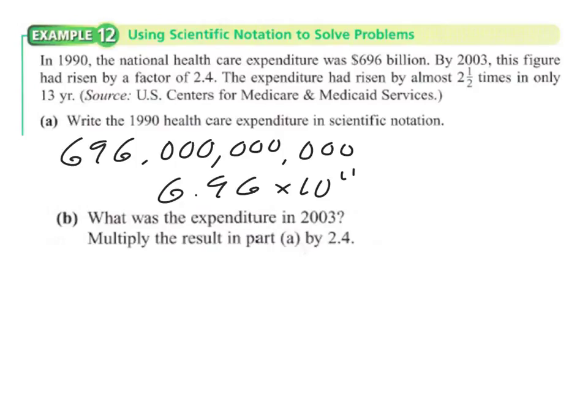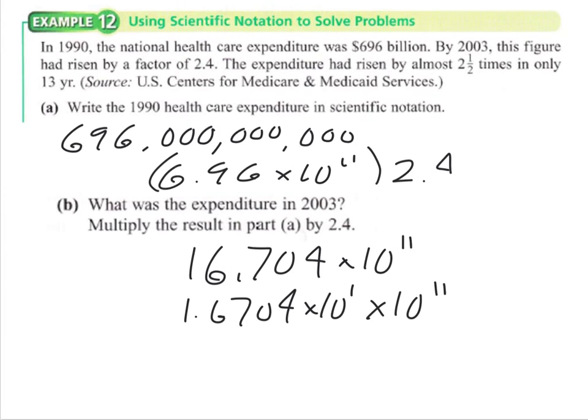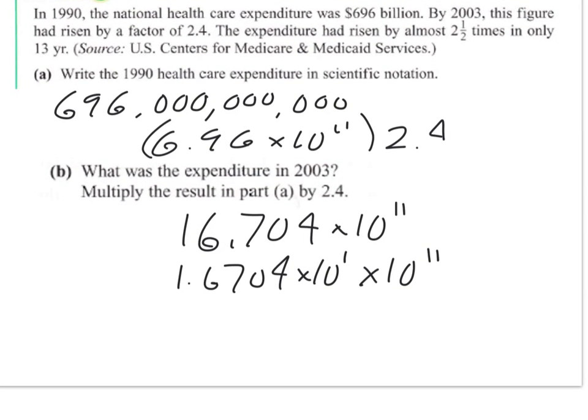Now multiplying that by 2.4, let's multiply this by 2.4. So I'm really just multiplying the 6.96 by 2.4, I get 16.704. That'll be multiplied by 10 to the 11th power. Again, this would really be 1.6704 times 10 to the 1st, and then we'd still have the 10 to the 11th. So that would wind up being 1.6704 times 10 to the 12th.